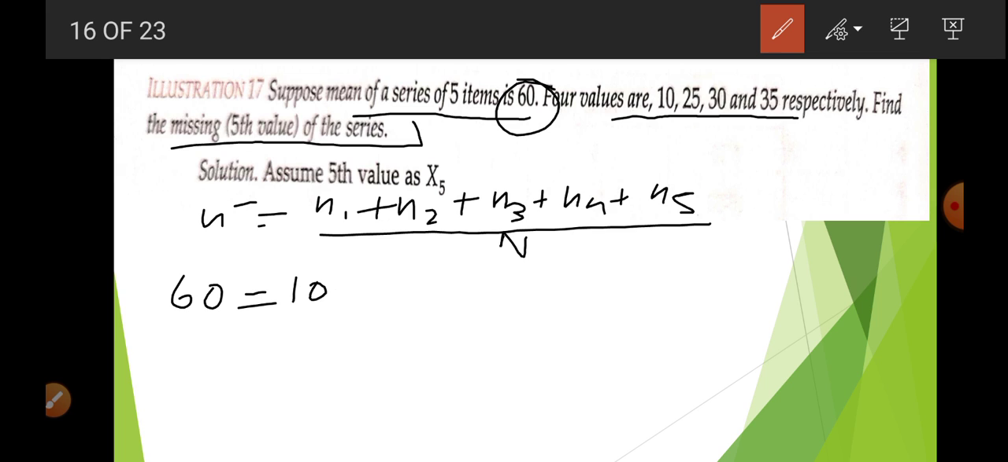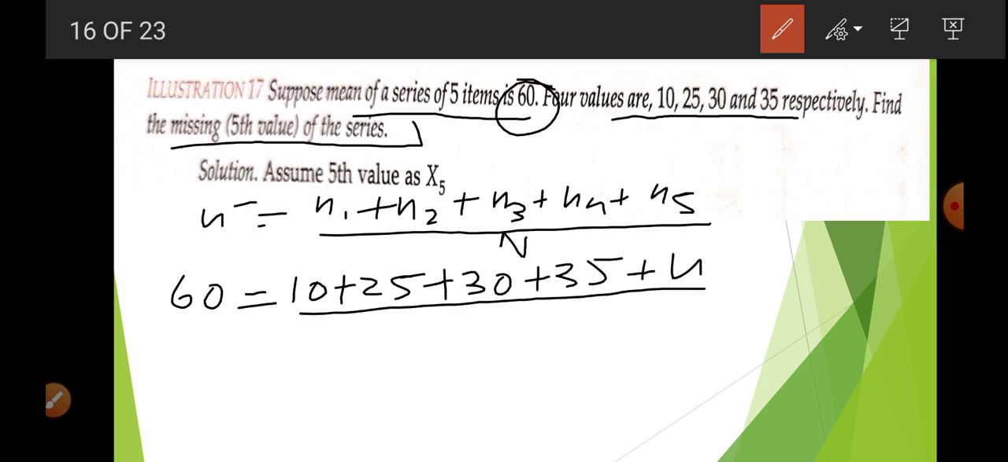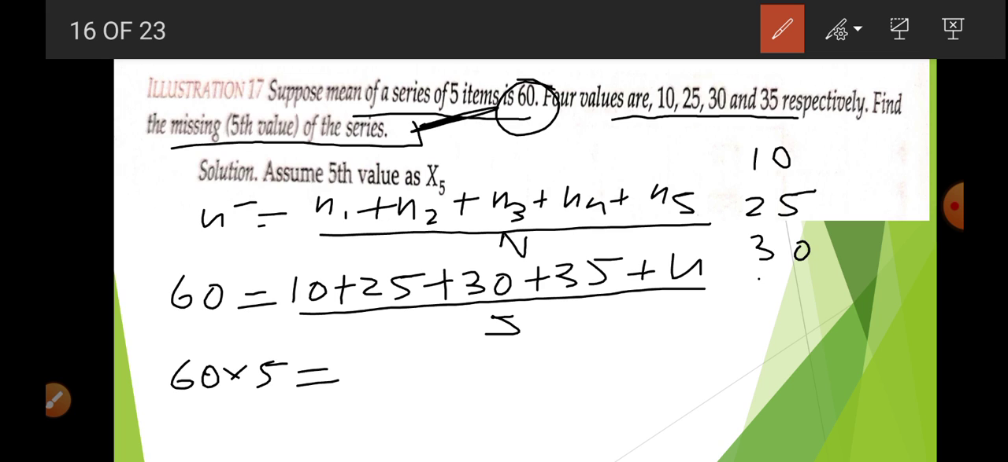x1 is 10, x2 is 25, x3 is 30, x4 is 35. x5 we don't know, so we write x here, upon n. n is the number of items, which is 5. So it will be 60 multiplied by 5, and when we add 10, 25, 30, 35, how much do we get? We get 100.